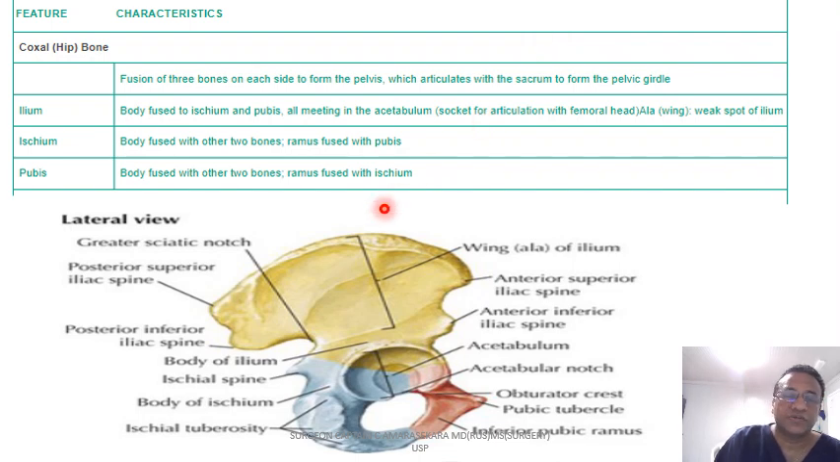The other important point is your sciatic notch. This is your greater sciatic notch. Now we know that the sciatic nerve passes through it. Then the acetabulum, and the ischial spine you can see. This is your ischial spine. This is the body of the ischium, and this is your ischial tuberosity. This is the place where we sit, and also a place for muscle attachment.